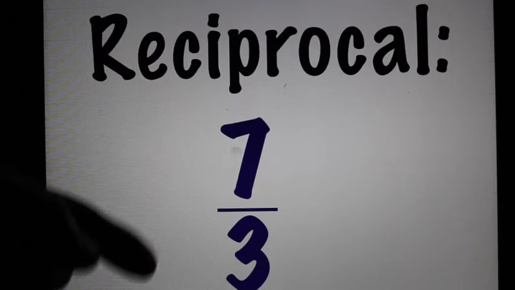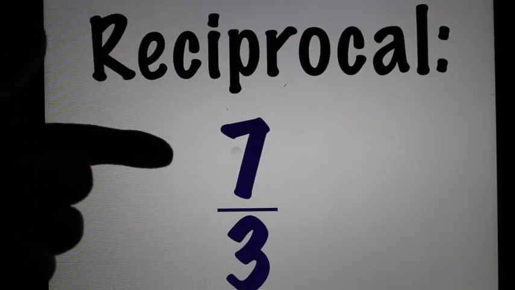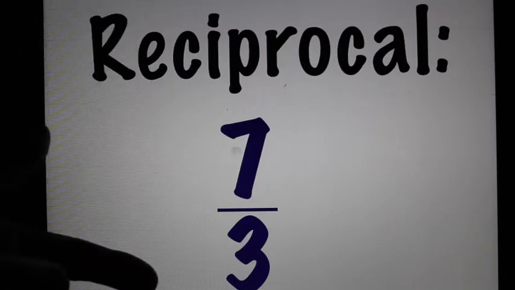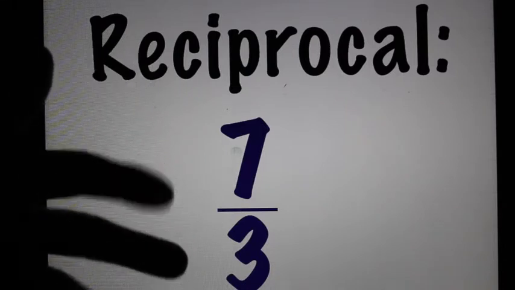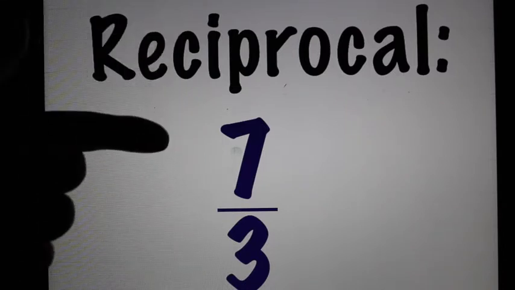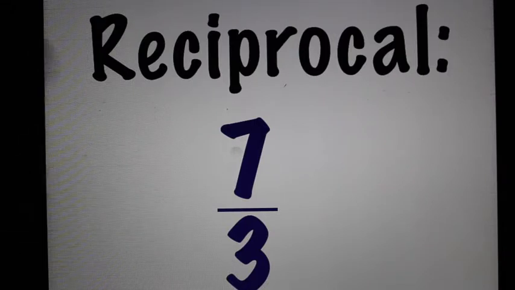But instead of the numerator being 3 and the denominator being 7, we flip it upside down, so that we have the 7 up on top, which is now the numerator, and the 3 on bottom, which is now the denominator. 7/3 is the reciprocal of 3/7.